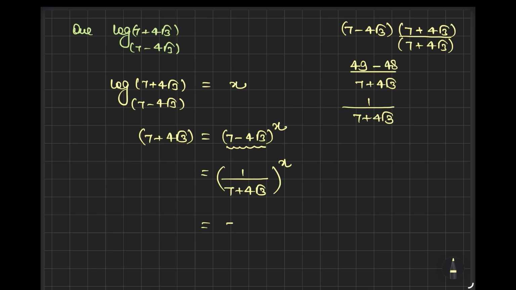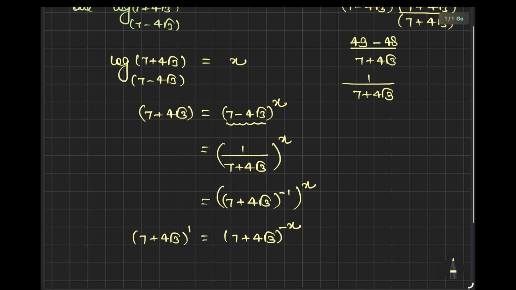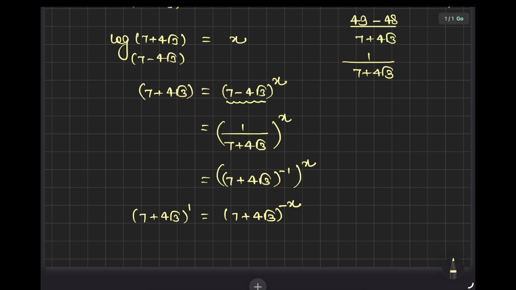This means that we can write this as 7 plus 4 root 3 to the power minus 1, to the power x. You know that power to the power will become multiply. So 7 plus 4 root 3 to the power minus x, and here 7 plus 4 root 3. Now the bases are equal, so we can compare the powers: 1 will be equal to minus x, and x will be equal to minus 1.